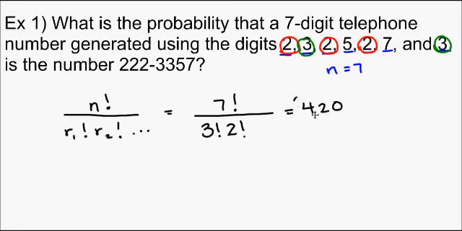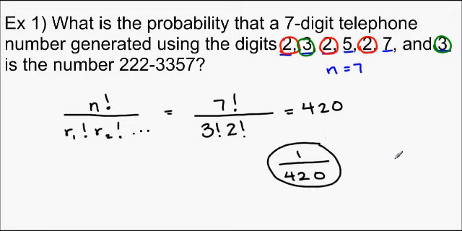So this is the number of possible outcomes I could get with these phone numbers. The probability that it would be this exact number, well, there's only one way I could get that. So it's going to be 1 over my total, 420.